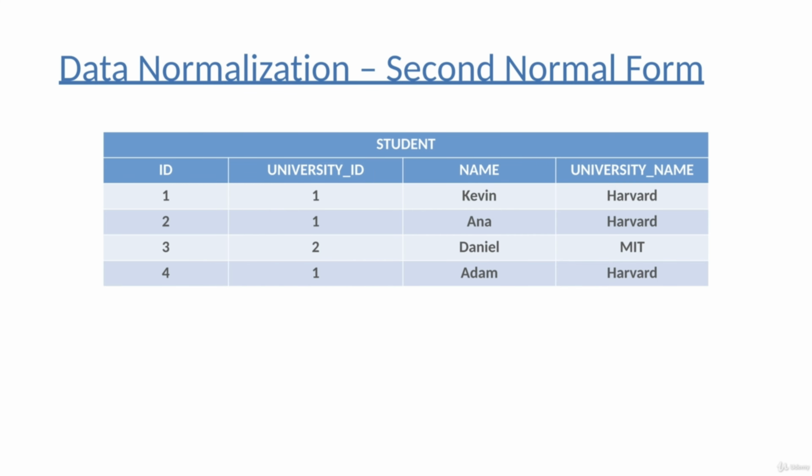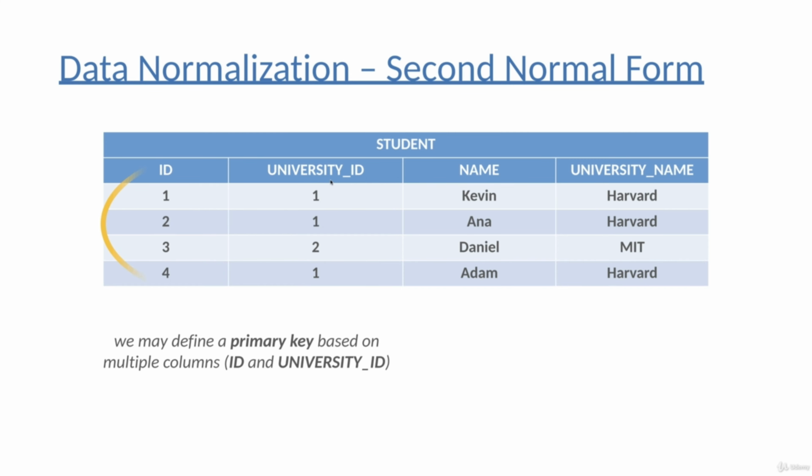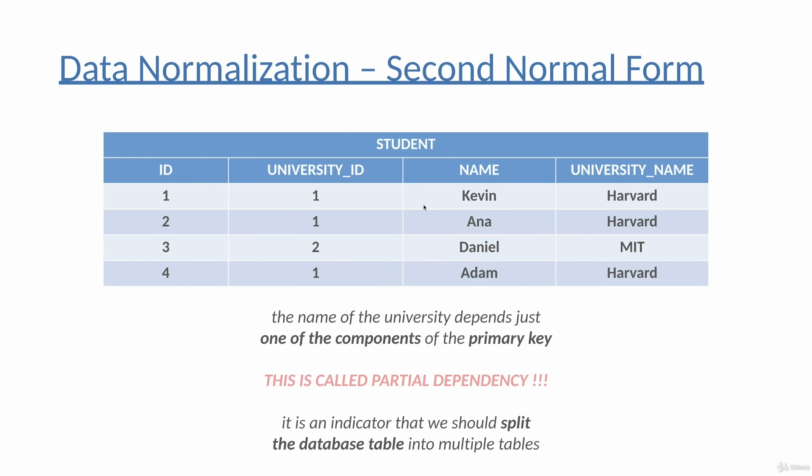Of course not. So first of all, let's assume that we define the primary key based on multiple columns. So in this case, the primary key is the ID of the student and the university ID the given student is attending. So of course, it is possible to define a primary key like this. And if we consider other columns of the database table, then we can pose the question whether that given column is depending on both entities of the primary key or not.